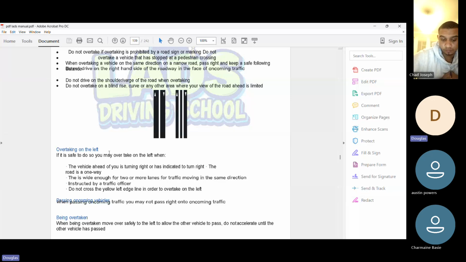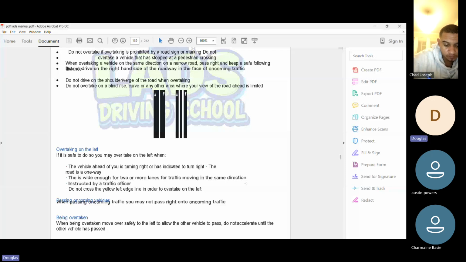Okay, we continue. Saying do not cross the yellow line, the yellow left edge line, in order to overtake on the left. Some roads don't have it, some roads have it. On the left outer edge of the road, there's a yellow line. That yellow line, you're not allowed to cross it when you're overtaking.